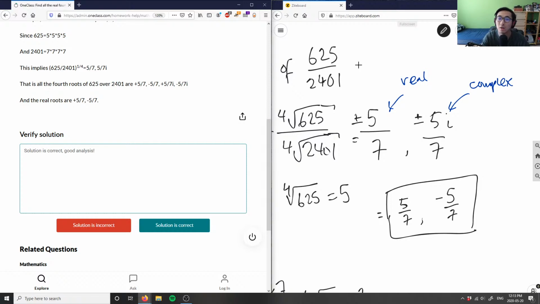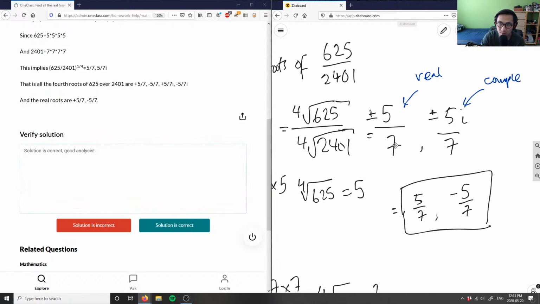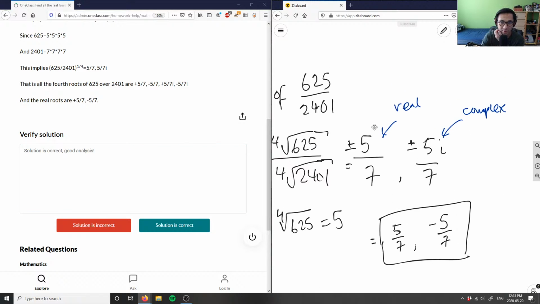We're basically using trial and error to figure out the fourth root first, and then we realize that if we take the square root, we're going to get plus or minus basically that number as well. And then if you want to find the complex roots, you simply just add the i here, because again, if we do the complex roots here, this would also equal 625, or the fourth root of 625 here. So the solution here is correct.